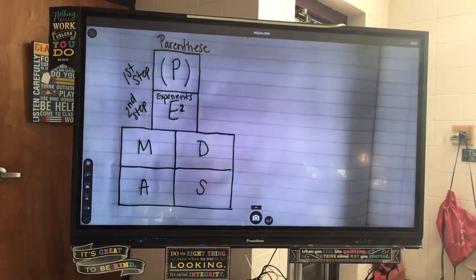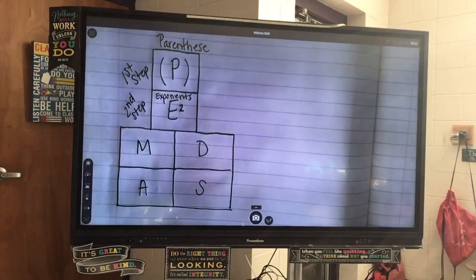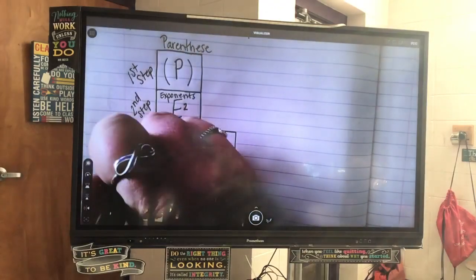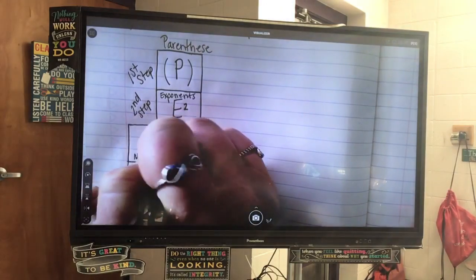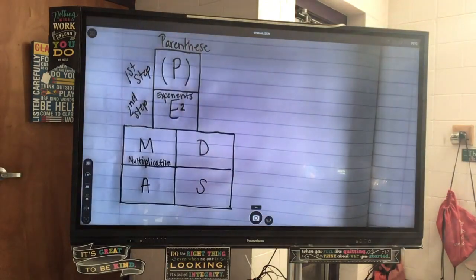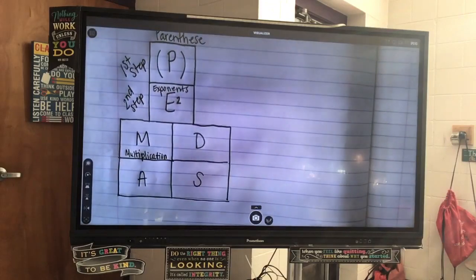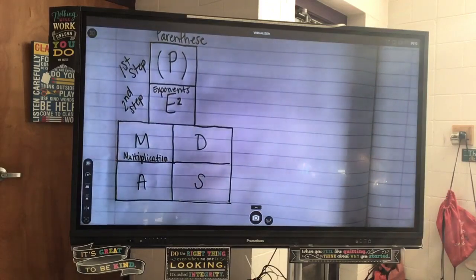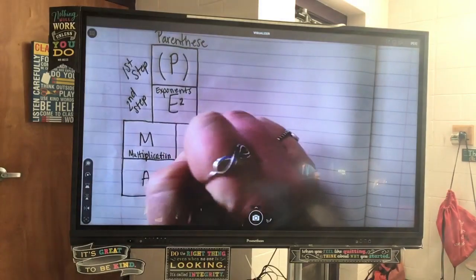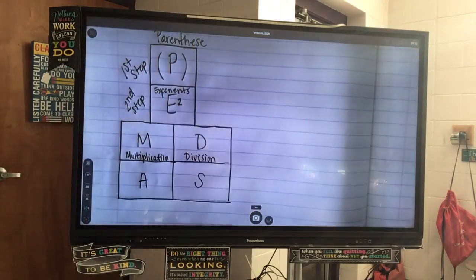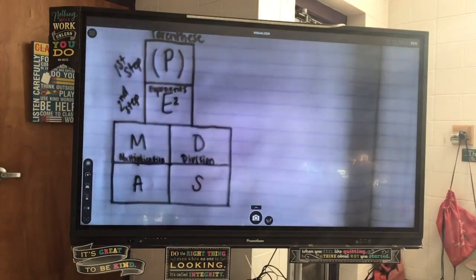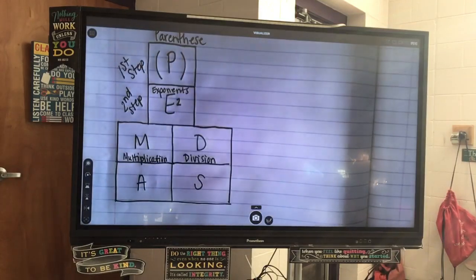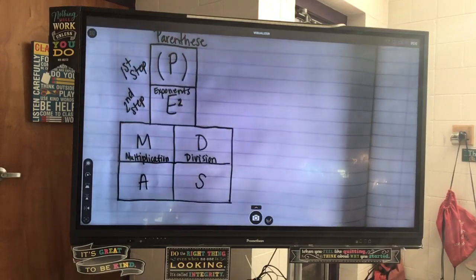Alright, what does the M stand for? Multiplication. And then the D, what does the D stand for? Mikhail? Division. Now, back in the day, they used to do, please excuse my dear Aunt Sally, right? We have since gone away from that. Why do we not use that anymore? Why didn't I introduce this as, please excuse my dear Aunt Sally? Do you know why, Aiden?